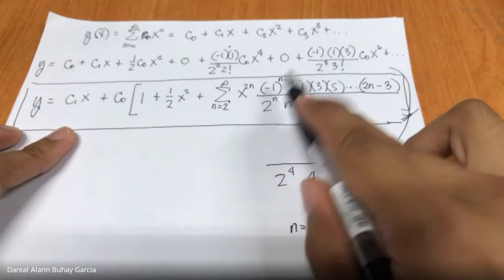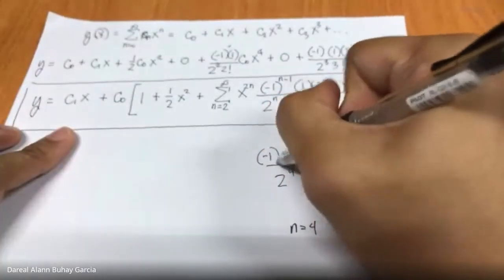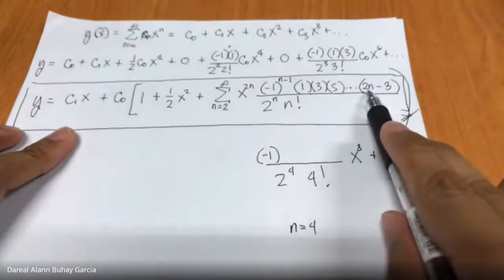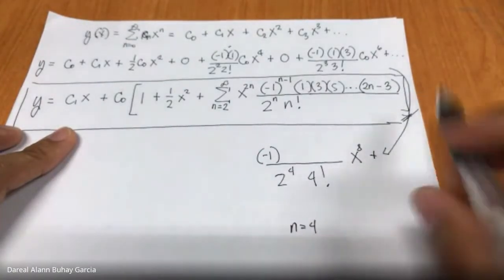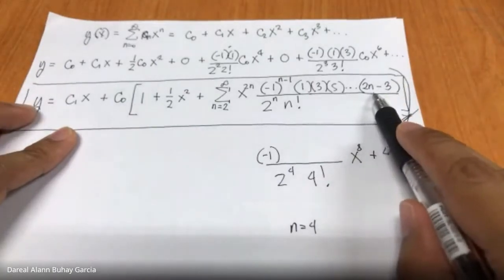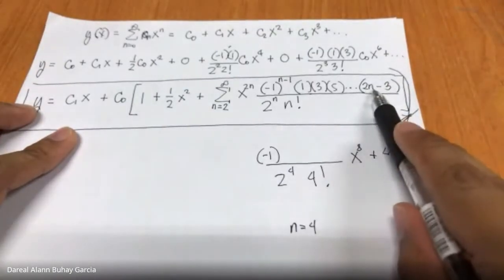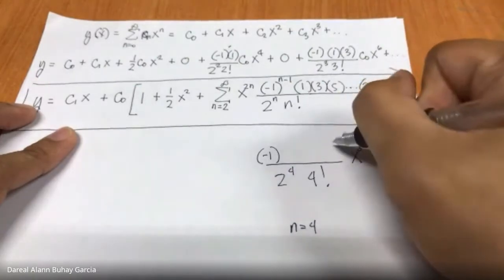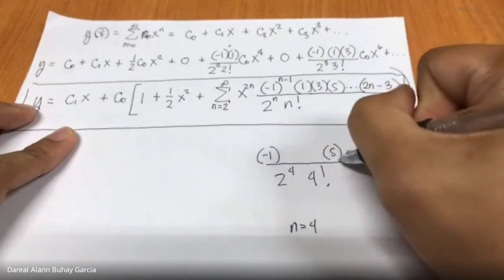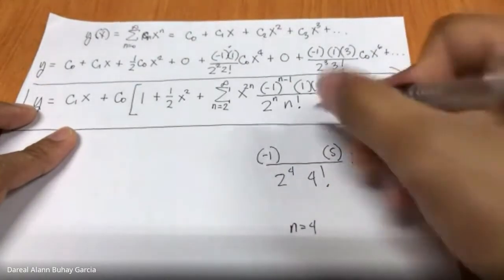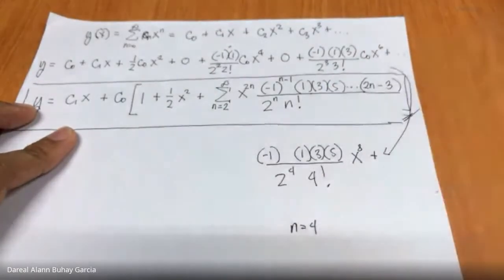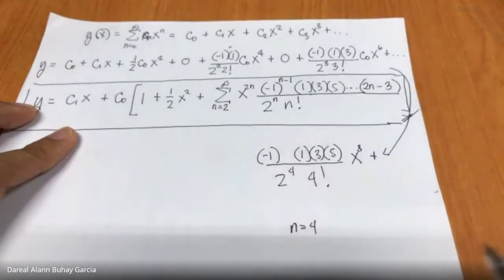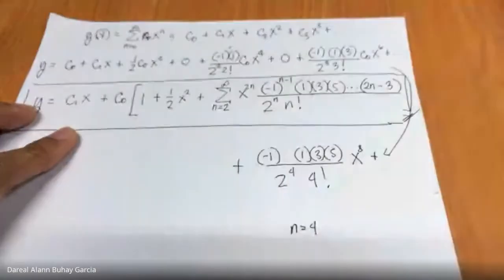So, odd man siya. So, na-retain si negative 1. 2n minus 3. So, n is 4. 2 times 4 is 8 minus 3. That's 5. So, 5. But hindi lang 5 ang ibutang, no? 5 times 3 times 1. Ayan na. Sakto na siya. Okay.